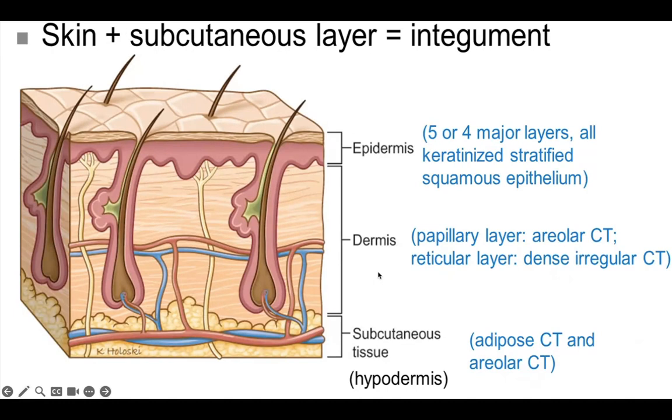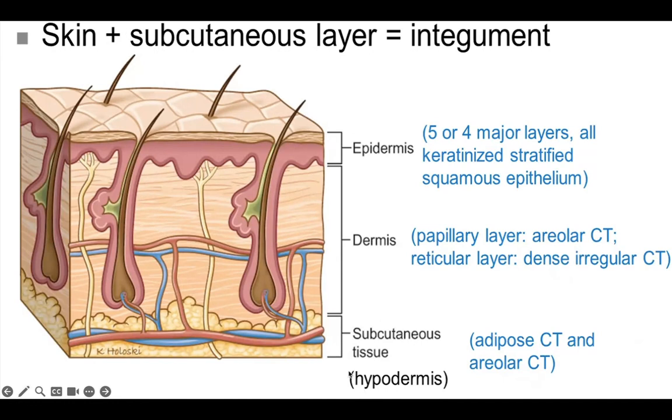Now, this is confusing. Just because it's called the reticular layer does not mean that it will have loose reticular connective tissue, okay? It actually is composed of dense, irregular connective tissue. So the reticular layer of the dermis is composed of dense, irregular connective tissue.